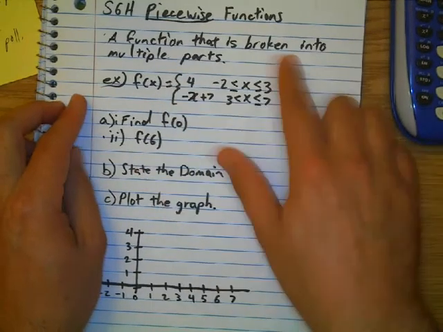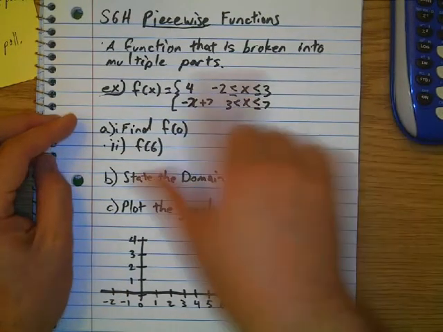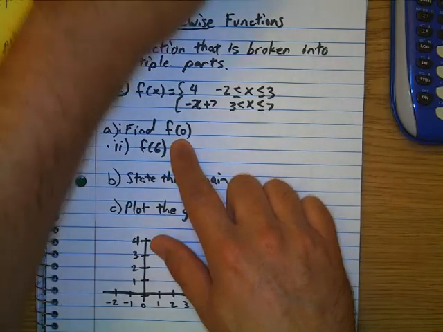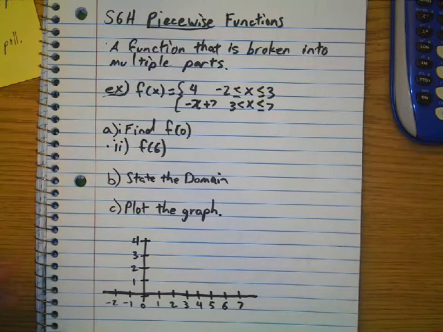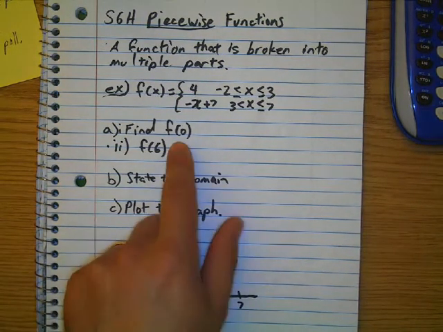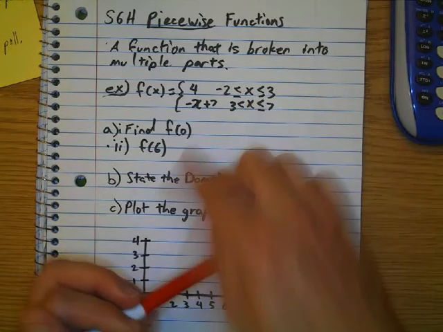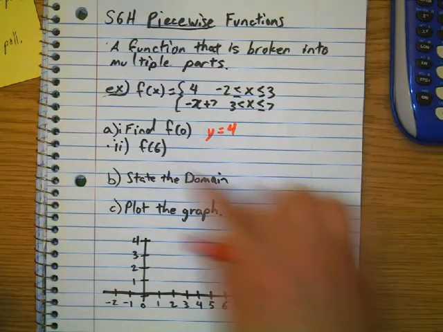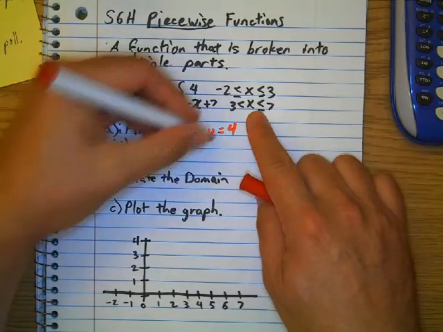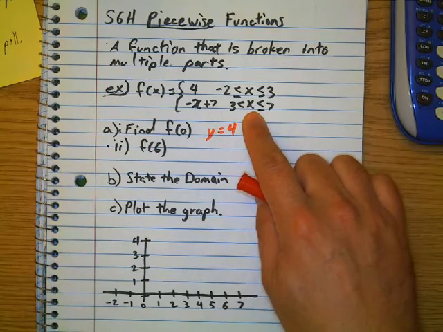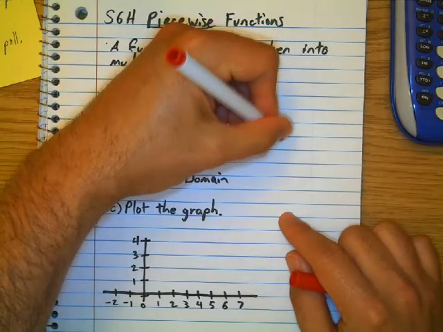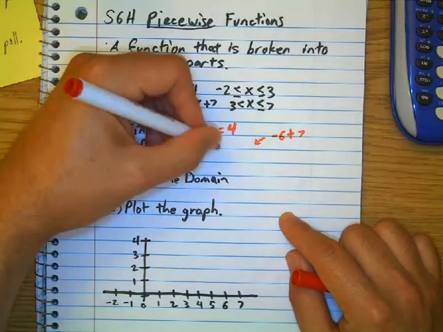Okay, piecewise function. A function that is broken into multiple parts. Here's the example that's in the book. I think it's a good example. Find the value when x is 0. So if x is 0, y is going to be equal to 4. When x is 6, then we're going to have to plug in 6 for x, which is negative 6 plus 7, that's equal to y equals 1.